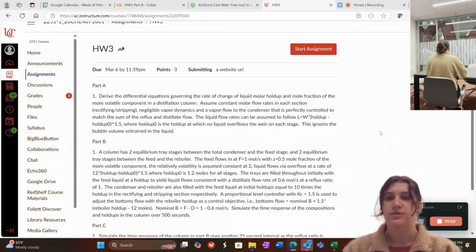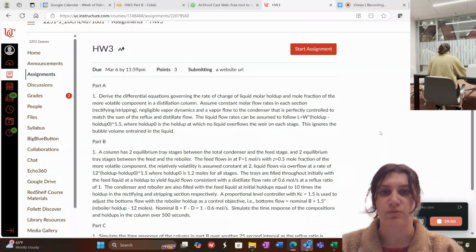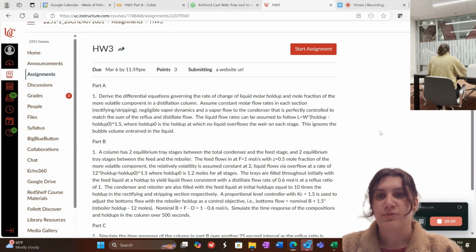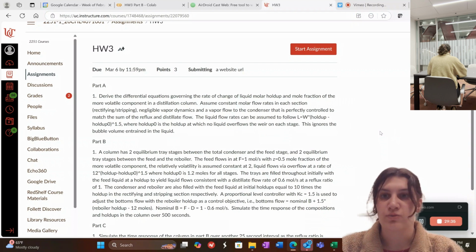The question states, derive the differential equations governing the rate of change of liquid molar holdup and mole fraction of the more volatile component in a distillation column. Assume constant molar flow rates in each section, negligible vapor dynamics, and a vapor flow to the condenser that is perfectly controlled to match the sum of the reflux and distillate flow.